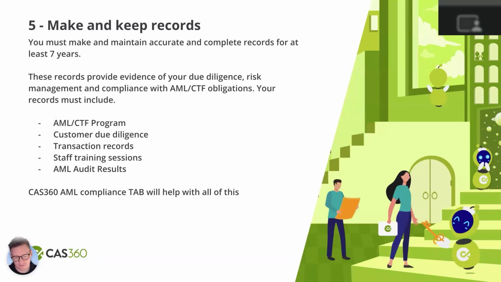And then obviously step 5 is making and keeping records. You must make and maintain accurate and complete records for 7 years. This is an AUSTRAC requirement to keep these records. And obviously these records need to go into a little bit of detail.